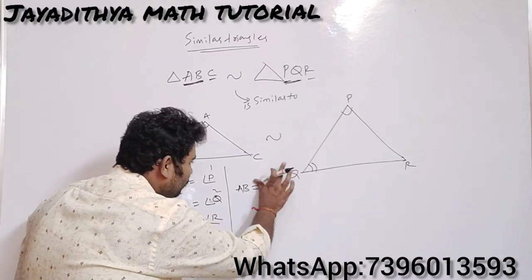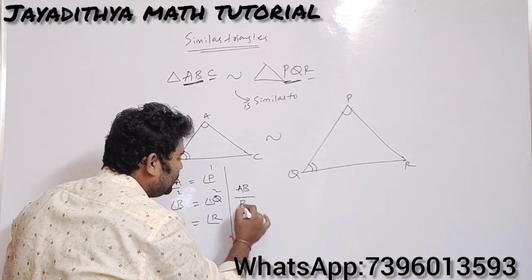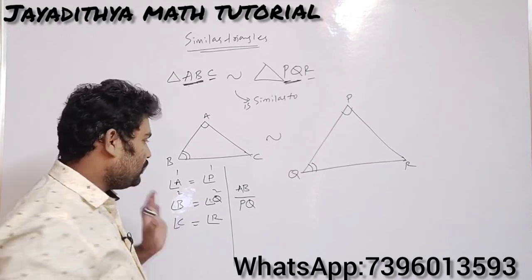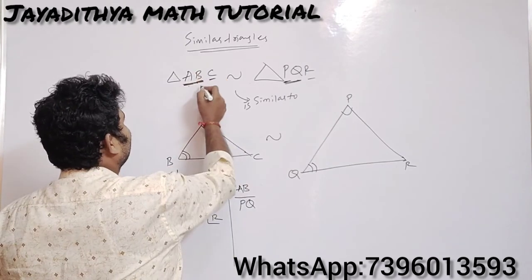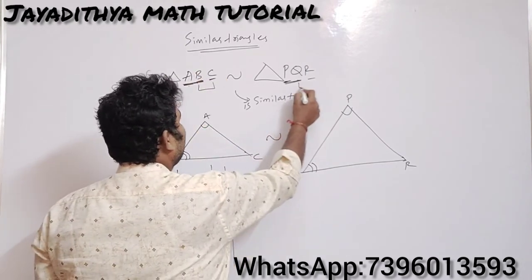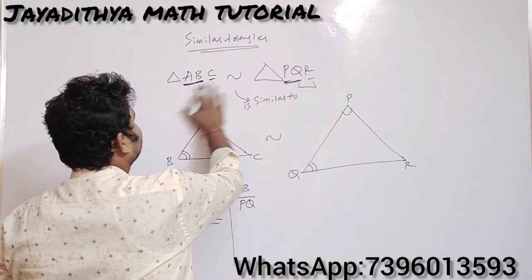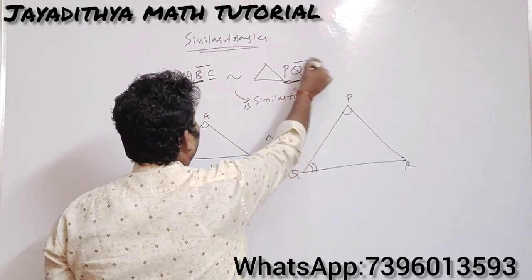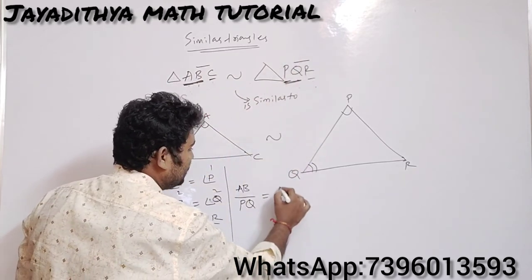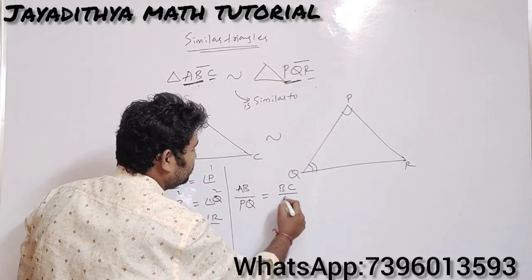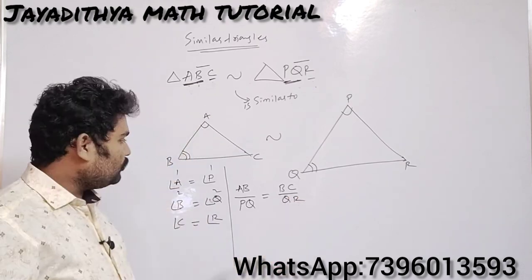Okay, so how will we take it here? AB by PQ you need to take here. So that is the ratio. Then take the second one, that is BC here, and QR here. I am taking BC and QR, or else for your clear understanding put the mark here, QR. So I can write BC by QR. So the ratios will be equal.